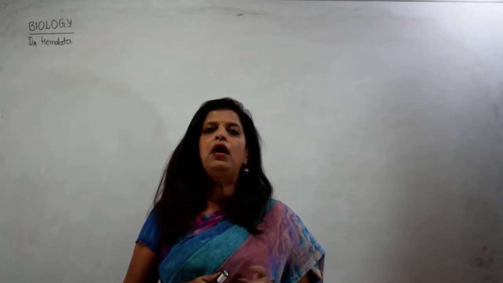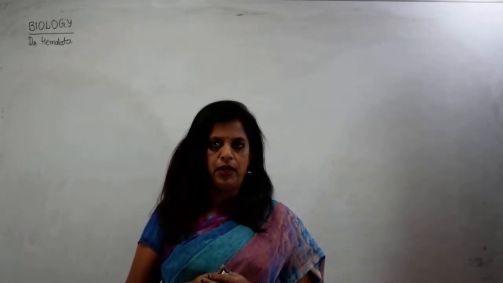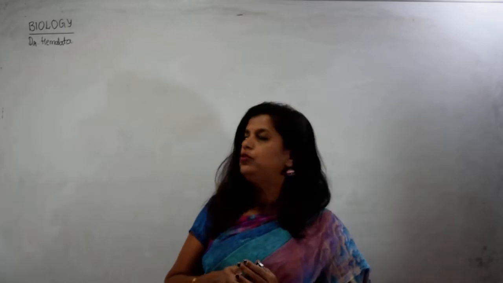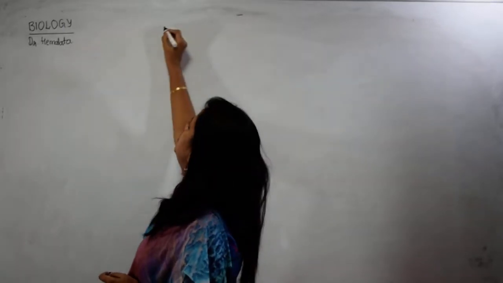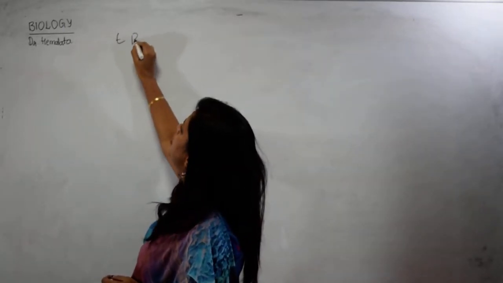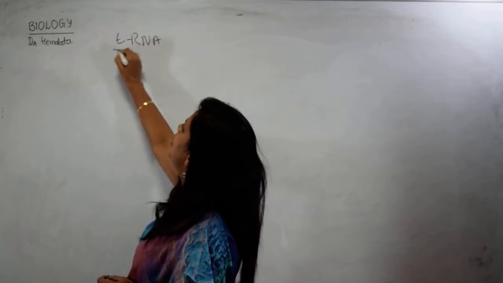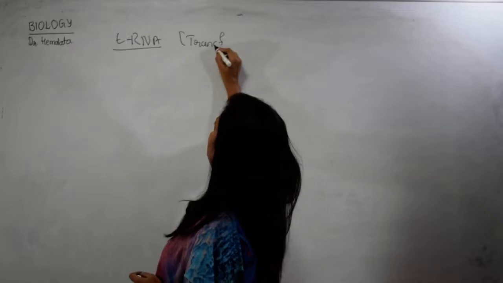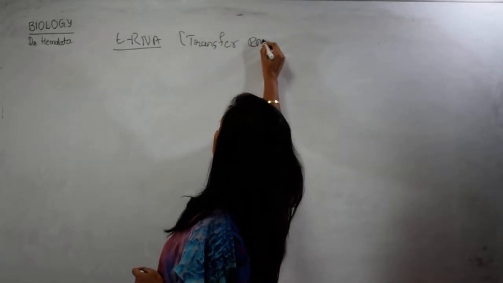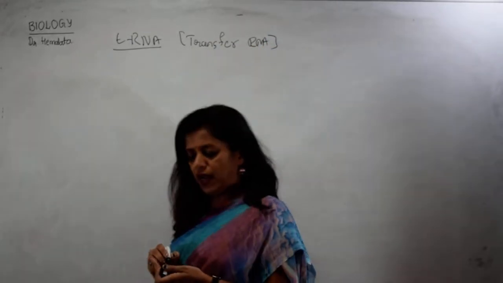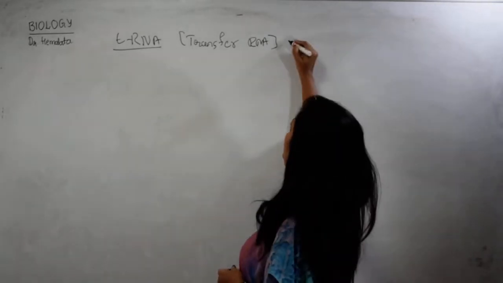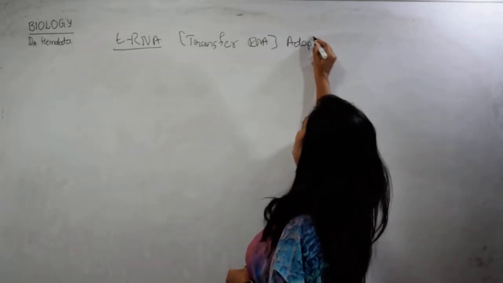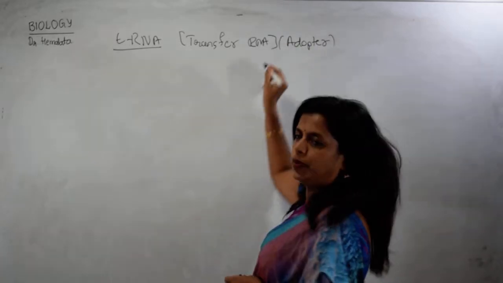Therefore, the second RNA I am explaining is the tRNA, or transfer RNA. So I am giving you now the structure of tRNA, transfer RNA. What is tRNA? I told you its name is transfer RNA. What is the meaning? Transfer RNA is otherwise called adapter RNA. So why did the name adapter come?